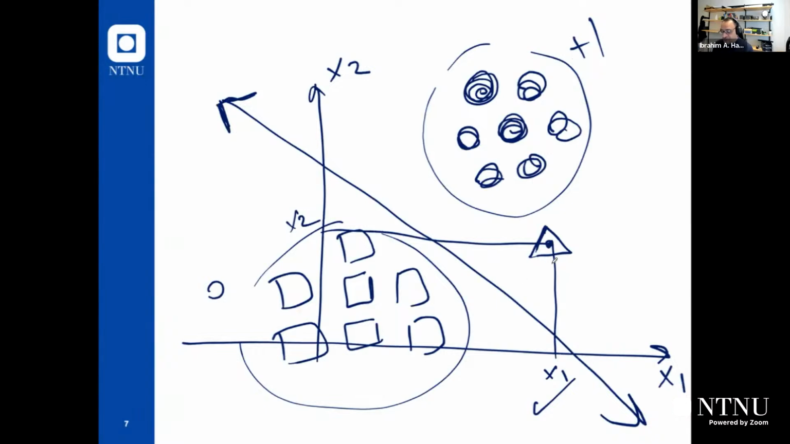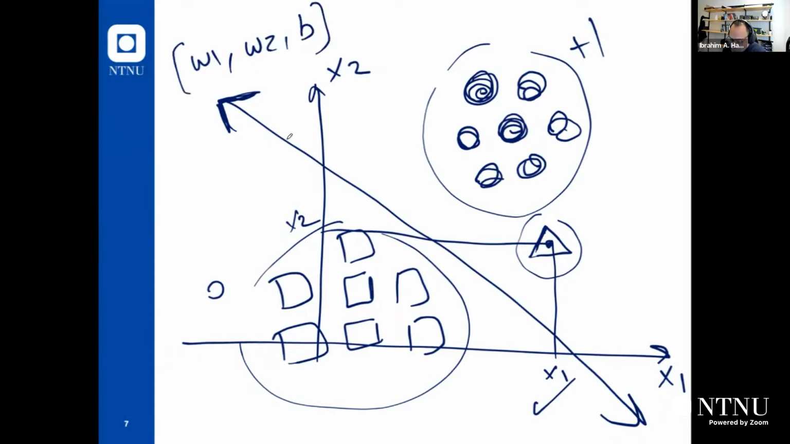If it is negative, it means this triangle is below the line. It will be classified into 0. So how can we characterize this line? We characterize this line with omega 1, omega 2, and the bias value. Those are my model parameters.